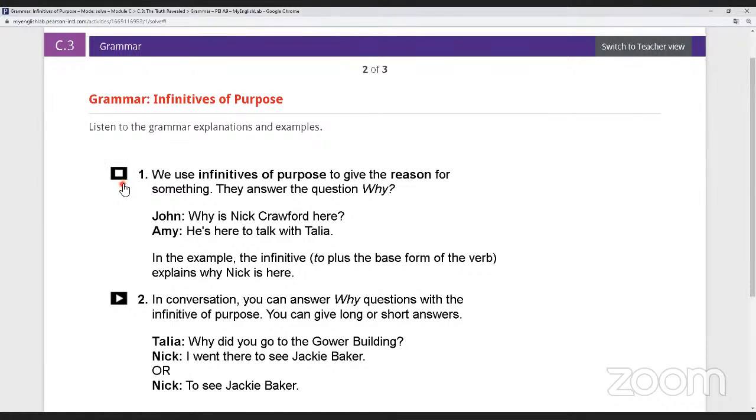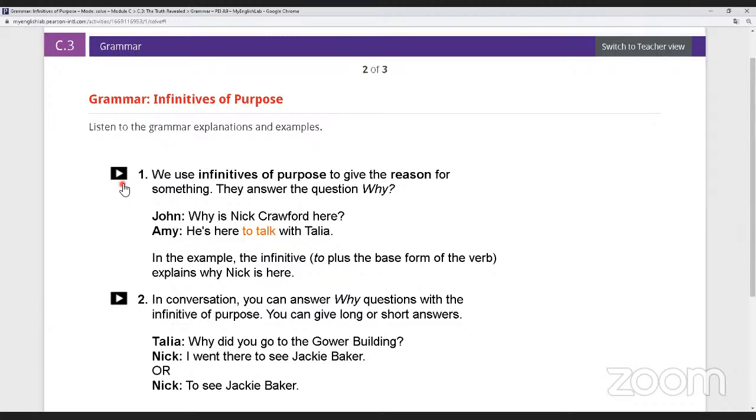We use infinitives of purpose to give the reason for something. They answer the question, why? Why is Nick Crawford here? He's here to talk with Talia. In the example, the infinitive, to plus the base form of the verb, explains why Nick is here.